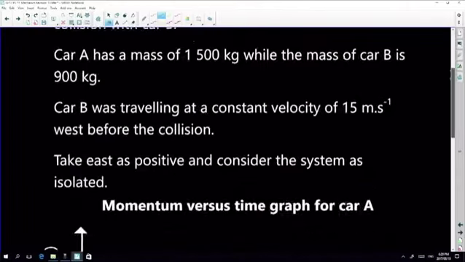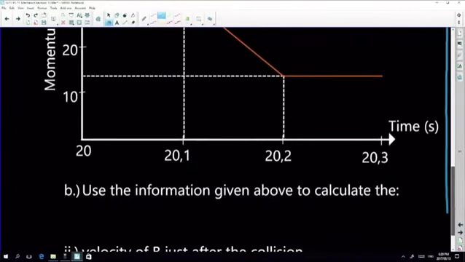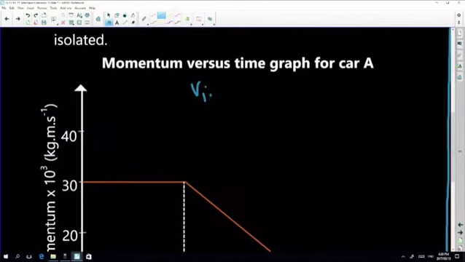What you do need to remember, though, is if you ask for magnitude, it must be a positive answer. So even if you get a negative answer along the way, you must change it to positive. Okay, so now we know what A's velocity was. Still same question. Let's just remind ourselves that initial velocity was 20.